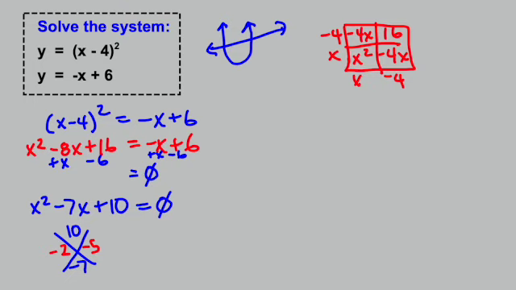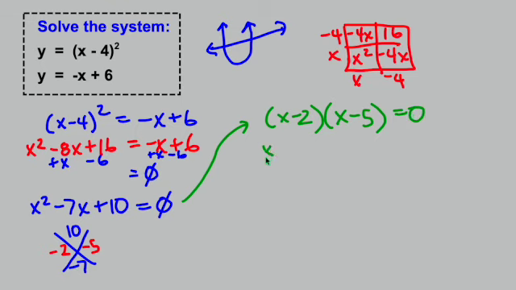Therefore, when we go ahead and actually factor this out, we're going to get x minus 2, and then we're also going to get x minus 5 equals 0, which means x would either equal 2, and then x would equal 5. So we're going to end up having two coordinates here where this line actually crosses the parabola. Let's plug in a 2. If I plug in a 2 here, 2 minus 4 would be negative 2, and negative 2 squared would be 4.